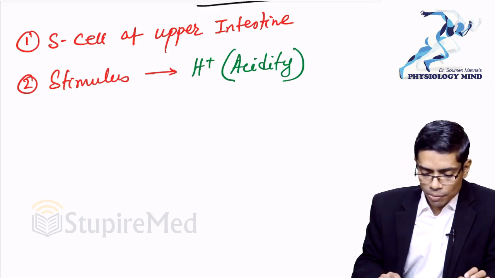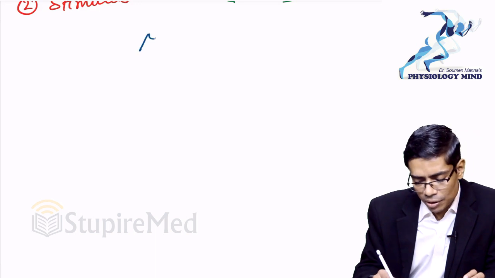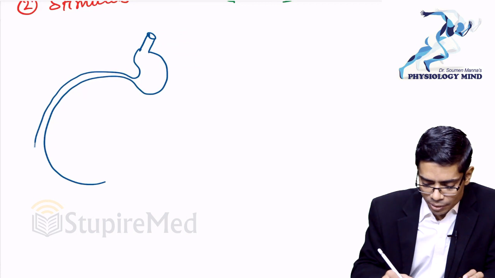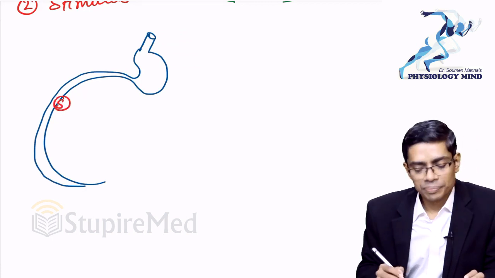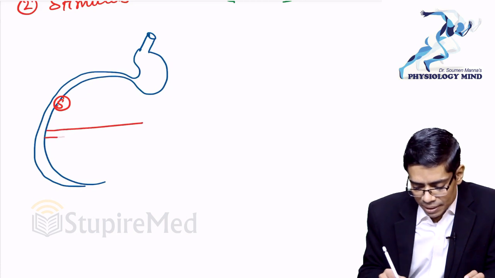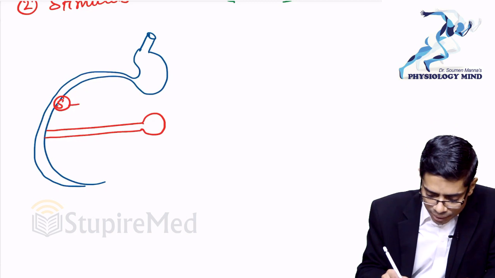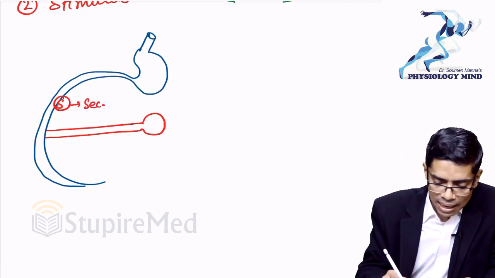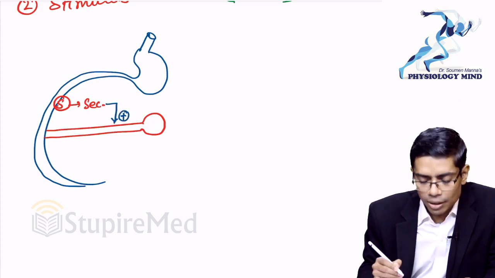What will the secretin do? Again, you try to imagine a diagram like this. Always try to remember like this, you will remember better. Okay. So this is the stomach and duodenum. So this is the S cell. This is the pancreatic duct, and this is the pancreatic acinus. From the S cell, whenever the secretin is secreted, it has its main action on the duct of the pancreas.